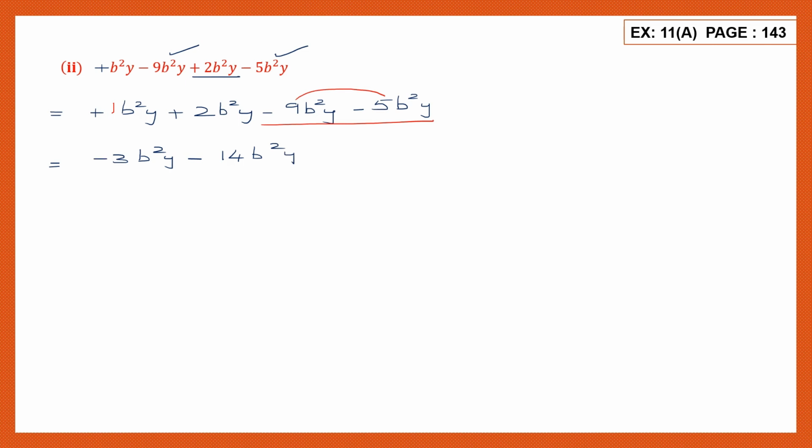So now again we have plus 3b square y and minus 14b square y. As you can see, the signs are different. So when signs are different, we always put the sign of the bigger number and we subtract. So here what should we subtract? 14 minus 3. 14 minus 3 is 11. 11 and write the literals, that is b square y. So what is the final answer? Minus 11 b square y.